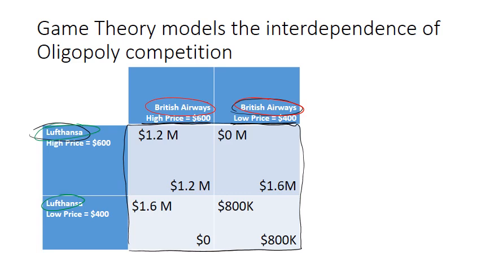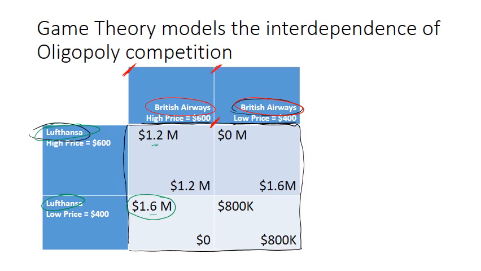Okay. If Lufthansa is planning ahead and it wants to know what they should do if British Airways were to choose a high price, then they're going to say, all right, well, if British Airways puts me in the left column, I've got to choose between 1.2 million and 1.6 million. Of course, 1.6 million is the more attractive choice. So if British Airways were to choose high, Lufthansa would be better off if they had chosen low.